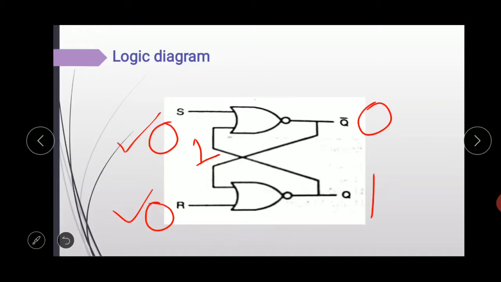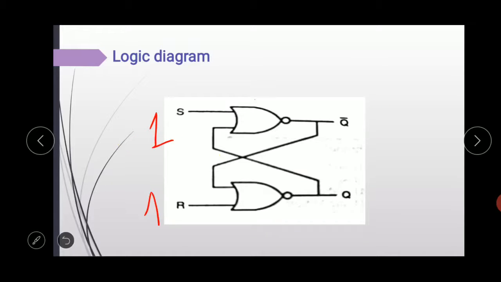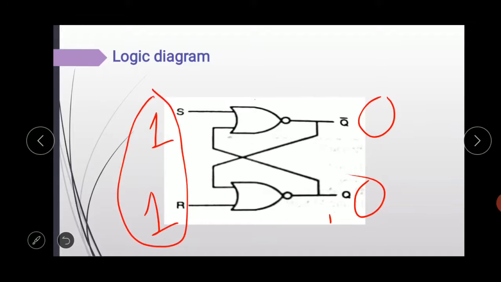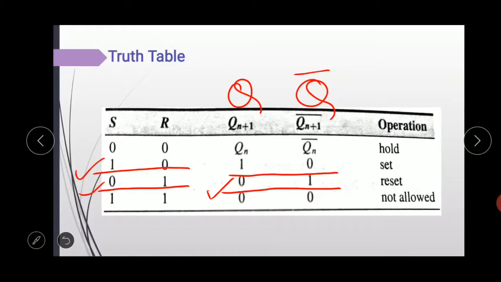So when 0 0 is given, then it holds the previous state. Like this, when 1 1 is given, as per the rule that whenever 1 is given to the input of a NOR gate, at the output we get 0. Here you can see that Q is 0, Q bar is 0. So it is not possible, because Q and Q bar are complement to each other. Because of this, the input combination is a not allowed condition. Okay, so here 1 1 is the not allowed condition.